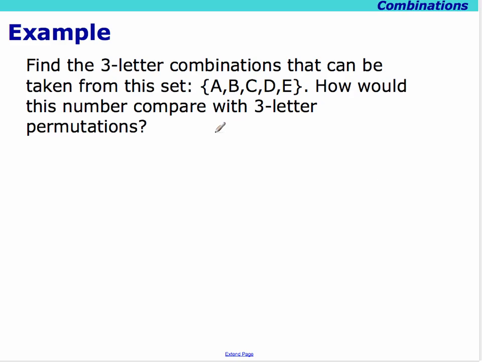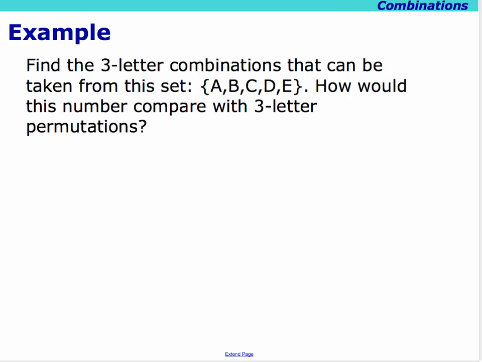Okay, so for example, let's try a question. I've got 5 letters, and from those I want to select 3, or choose 3. So the question is, how many 3-letter combinations can I get from that? And when we're finished, we can compare that with how many 3-letter permutations.